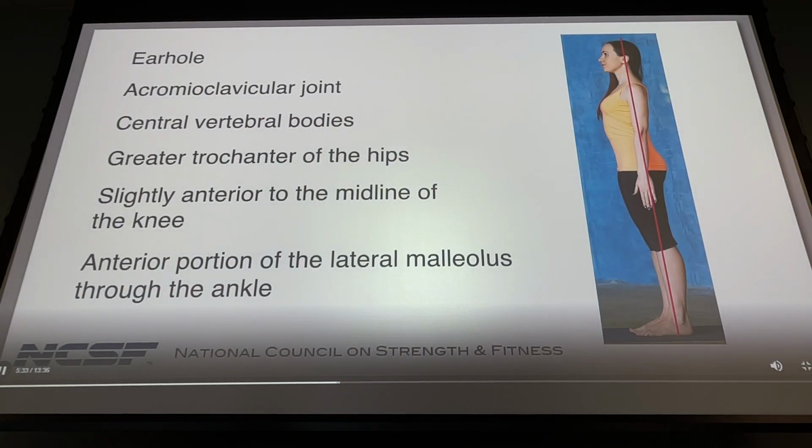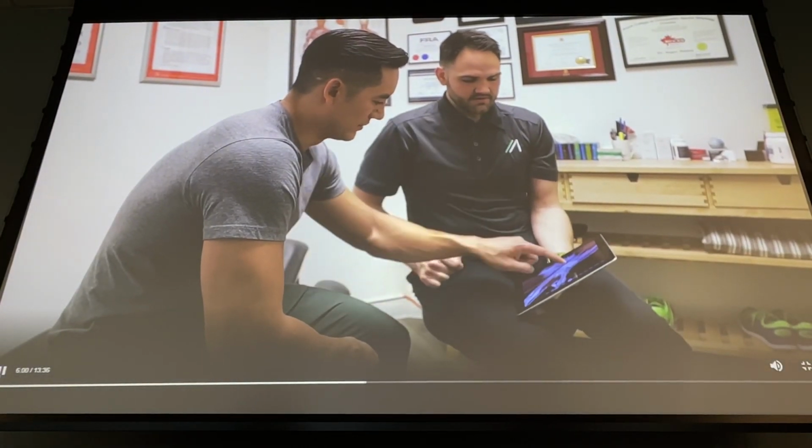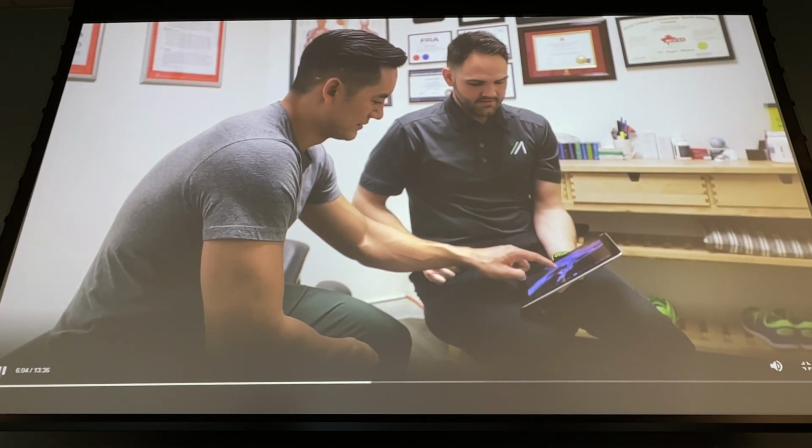A plumb line should go through the following locations from top to bottom if the client has no major distortions: the ear, the acromioclavicular joint, the central vertebral bodies, the greater trochanter of the hips, slightly anterior to the midline of the knees, and the anterior portion of the lateral malleolus through the ankle. Each client should be evaluated for issues in both static and dynamic postures. Fixing these issues starts by recognizing problem areas.